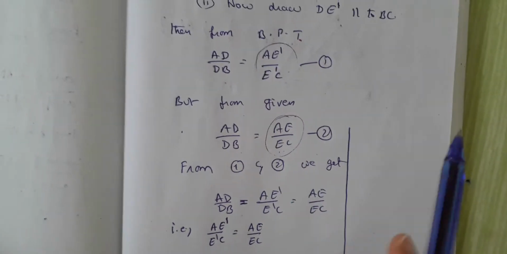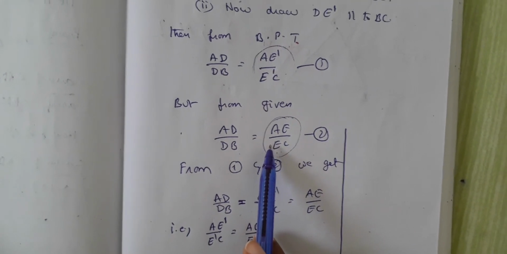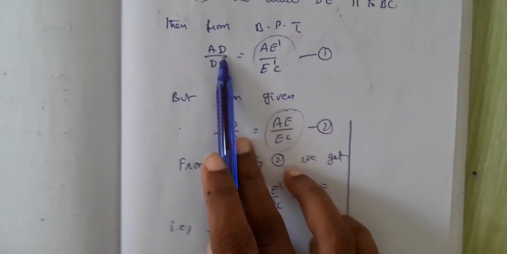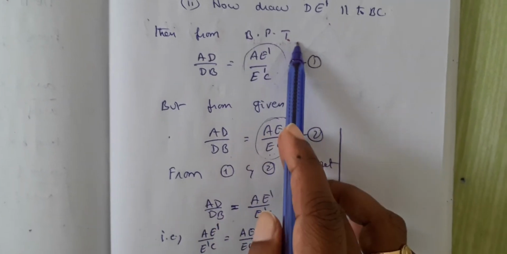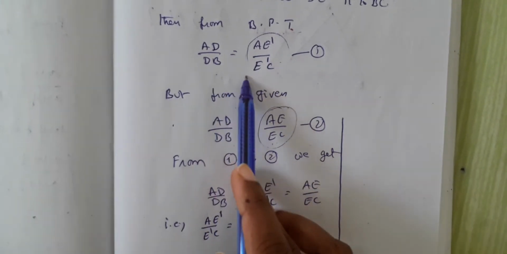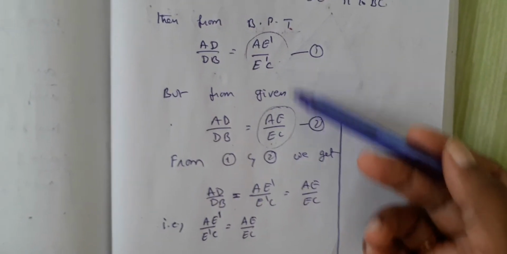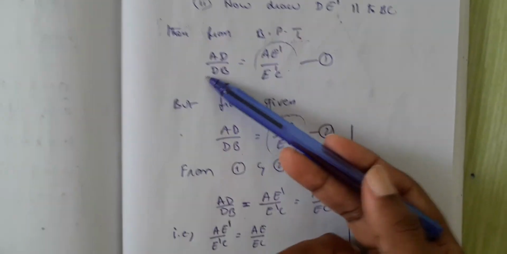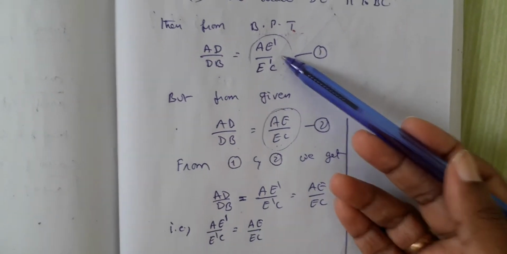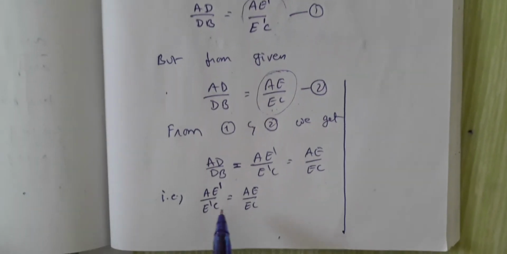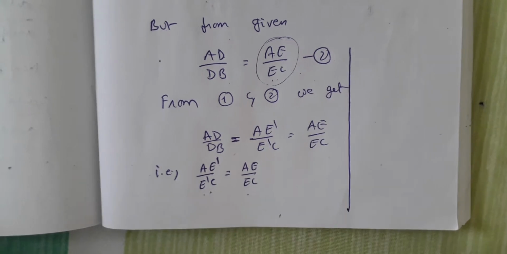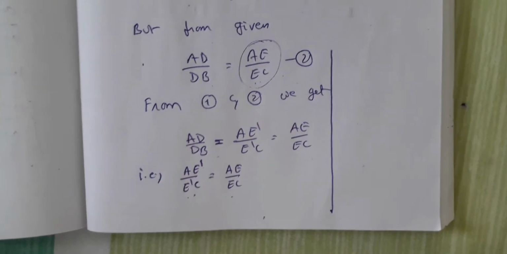But we considered that DE is not parallel, but DE' is parallel. If it is parallel, from the basic proportionality theorem, you can write this without any problem, right? Now observe these two. What do you see? AD by DB, of course. So that means AD by DB is equal to this as well as this. Thus we got AE' by E'C is equal to AE by EC. So we are till here now.